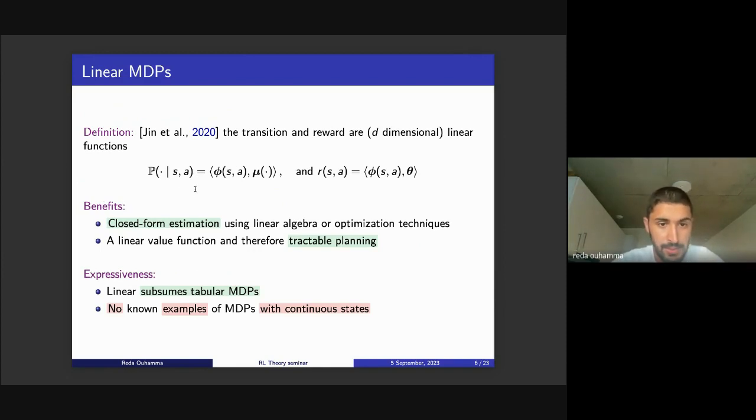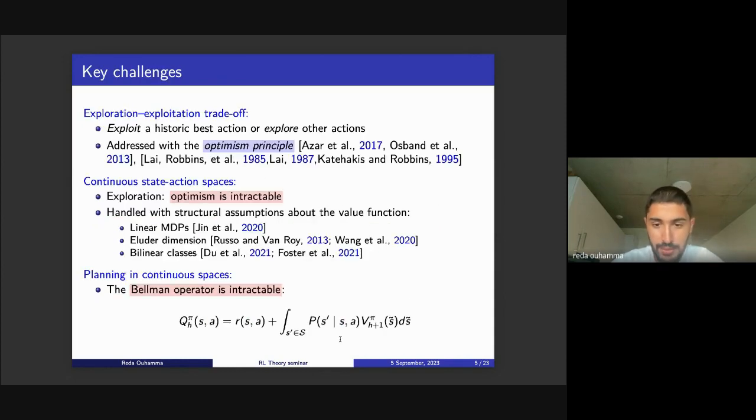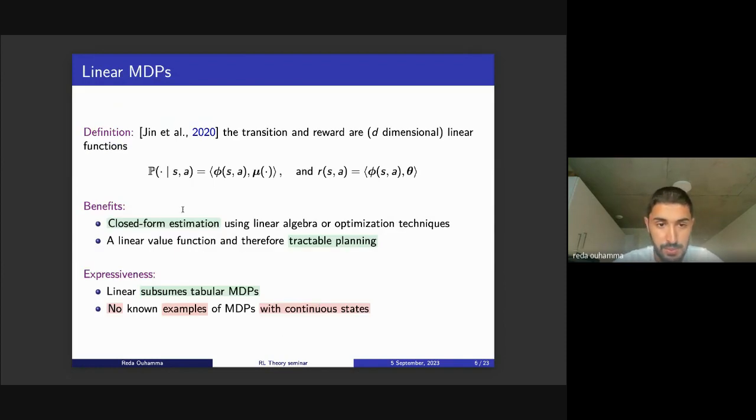The benefit of using such an assumption is that it allows for closed form estimation, and you can show that with this assumption the value function is linear. Therefore, if we go back to this previous inequality, since this transition is linear and decouples the next state from the current state and action, the current state and action can go out of the integral, and basically this becomes independent of s and a, thus computable. So this is a big benefit of using such a representation, which is why it was introduced. The limitation of this assumption is its expressiveness. This assumption of linear MDP subsumes tabular MDPs, but there aren't any other known examples of MDPs with continuous states that are also linear MDPs.